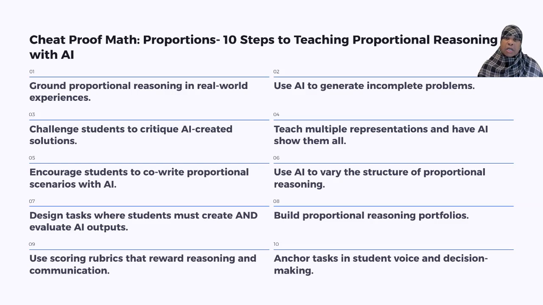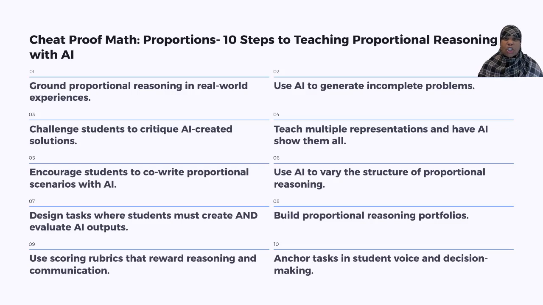Step 5. Encourage students to co-write proportional scenarios with AI. So for example, they can write a situation involving 2 kids who are biking at different speeds. Include enough information to compare rates and figure out when one catches up. Then identify the quantities being compared. Solve the problem using a strategy of choice. Extend the story and predict what happens next. Now they're authors, not just answer getters.